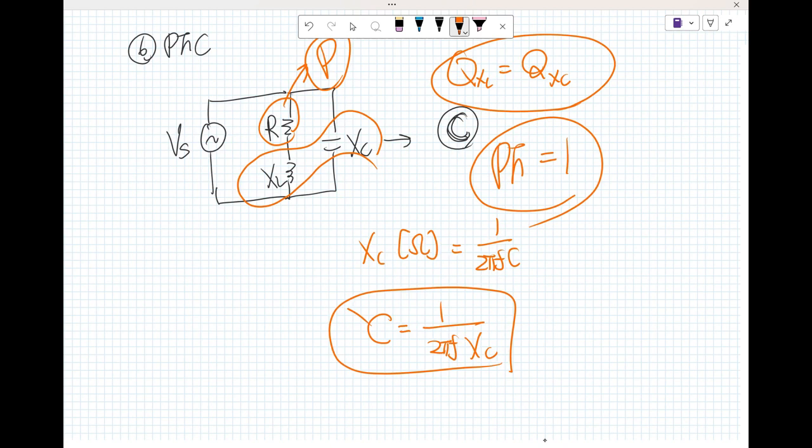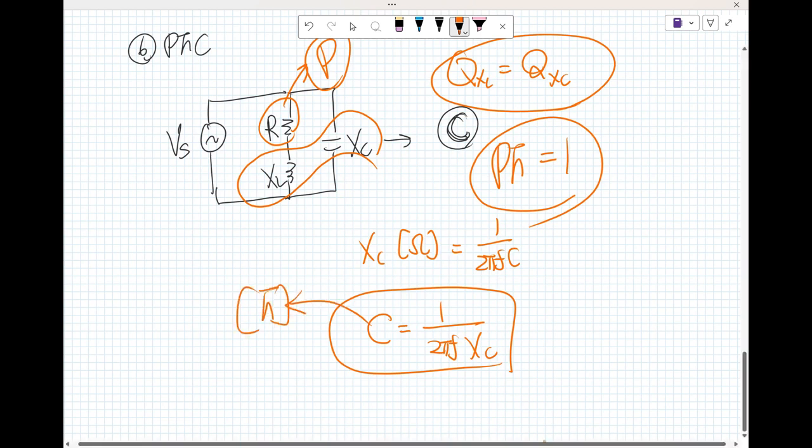So for the first step, you have to find the Q sub X sub L. And then the Q sub X sub L should equal the Q sub X of C. The Q sub X of C is what? The I squared... no, okay. I'm going to write it for you in another color.